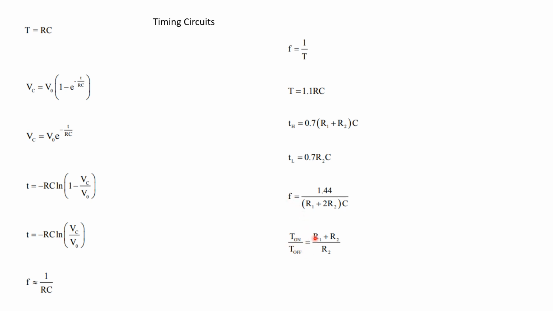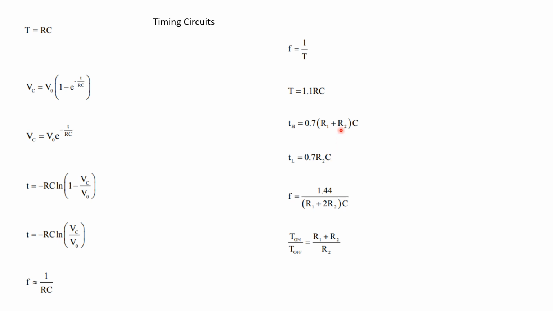So if you want to do the mark to space, the on time over the off time, it's both the resistors over just the bottom resistor there. So that's how you can find the mark to space ratio. I'm not actually going to draw anything on this one because there's a lot of equations on there, but it's worth mentioning. Again, capacitors will probably be in micro, times 10 to the minus 6. Make sure you do that.